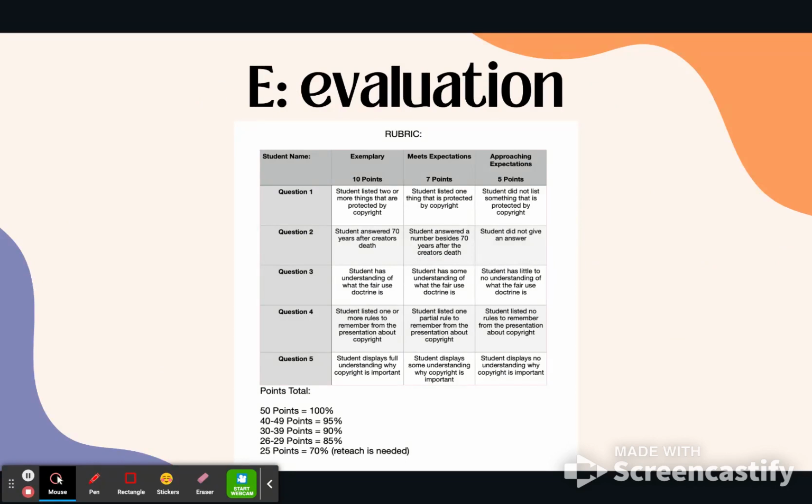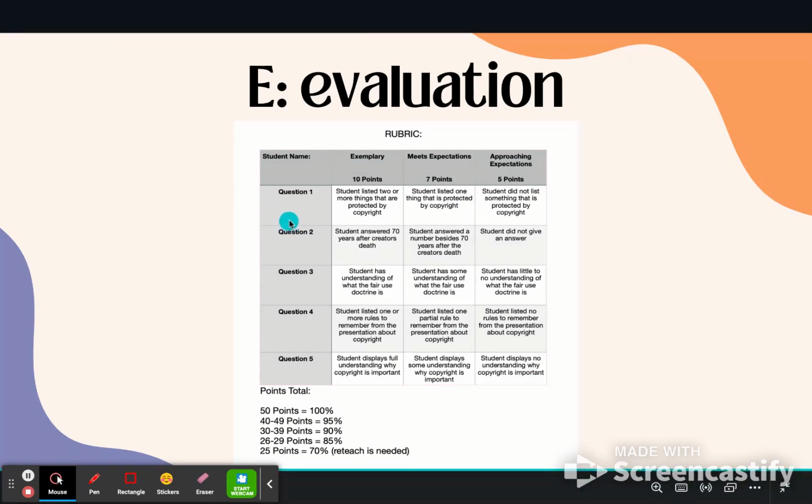And finally, E, evaluation. This is the rubric that is created. So the students can be scored exemplary, meets expectations, or approaching expectations. At the bottom, there's a scale. If they get exemplary on all 5, they'll get 100. If they get 40 to 49 points, they get a 95. 30 to 39 points, 90. 26 to 29 points, 85. And if they get 25 points, which means they're approaching expectations on every single question, they'll get a 70, and they need to have a reteach moment.